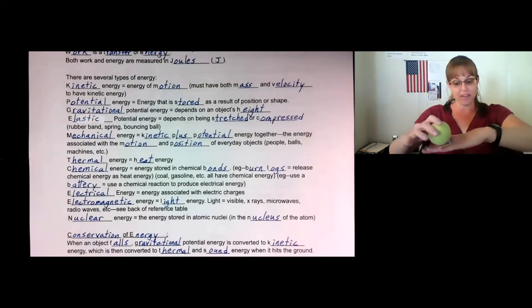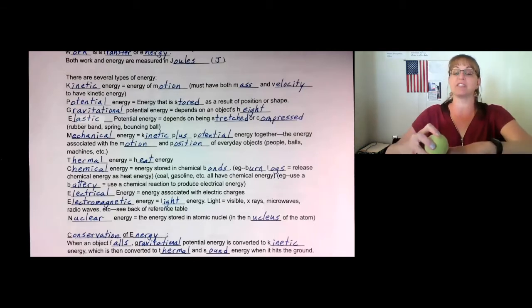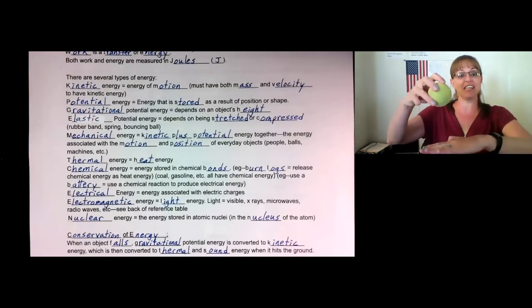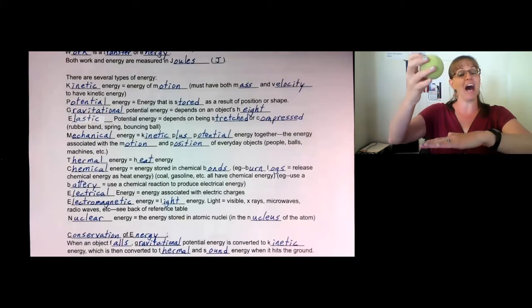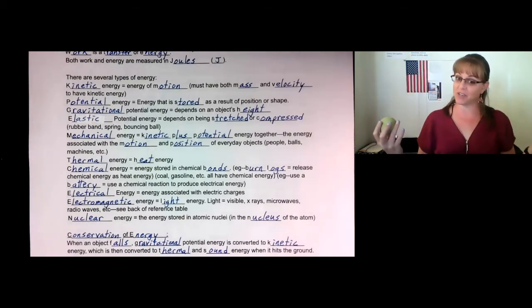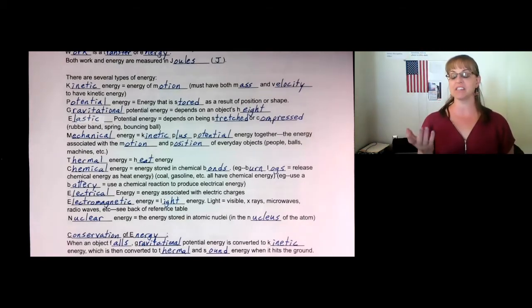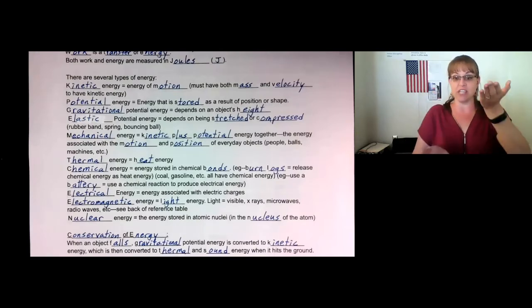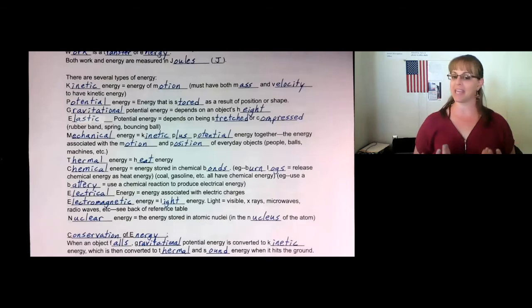When it hits the ground and compresses, it now has all potential energy. And when it springs back, once again it has kinetic energy. Then because of its height, it has potential energy. You get the idea. And so because kinetic and potential energy are so easy to transfer between them, they add those together and you have mechanical energy, which is the energy associated with the motion and position of everyday objects.